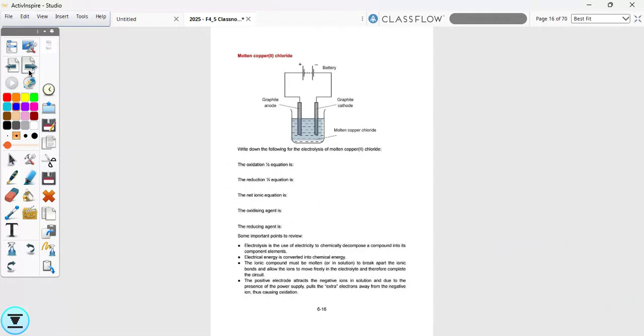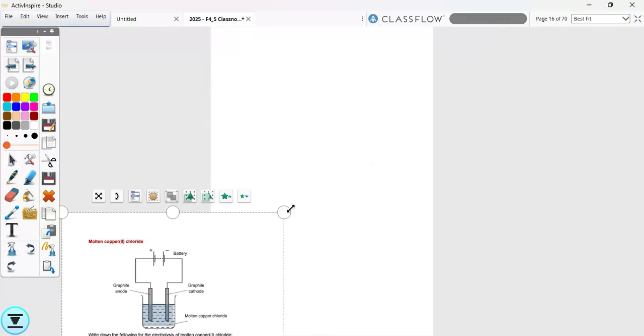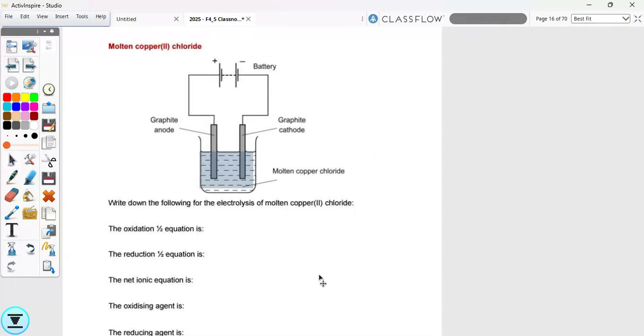Okay, so now we can actually go and do one. This one isn't done for us. So this is copper chloride. We can quickly look at this one.